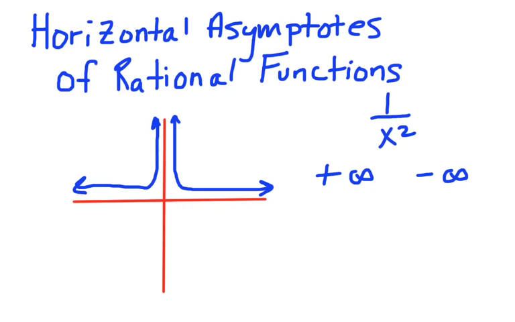So the asymptote in our case is actually the x-axis, so it's a line here. Usually we dot it, if we were making a graph, we'd dot it like that.